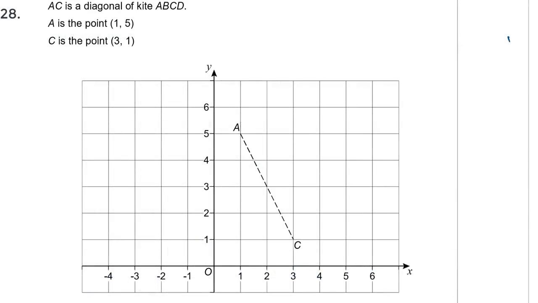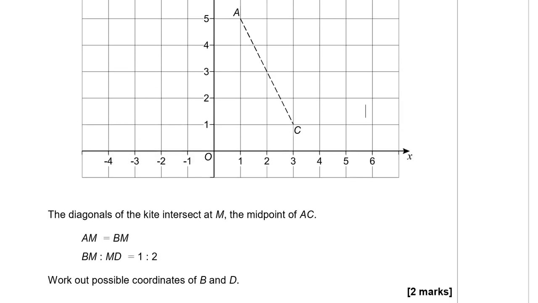AC is a diagonal of a kite ABCD. A is the point (1, 5) and C is the point (3, 1). Now, the diagonals of the kite intersect at M, the midpoint of AC. Okay, so that's our point M in the middle at (2, 3).